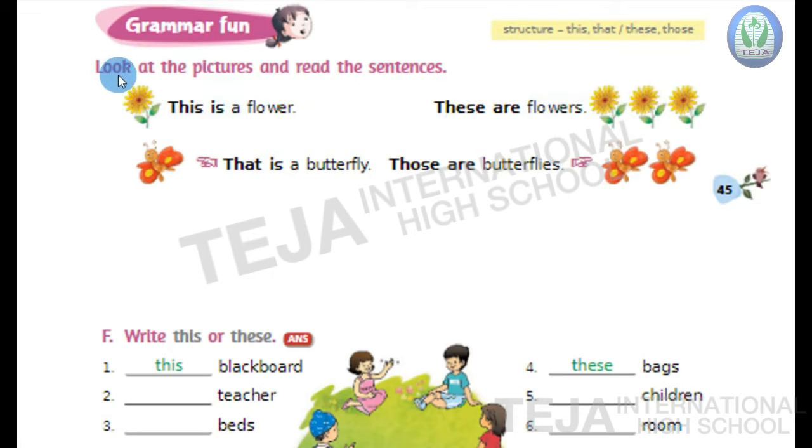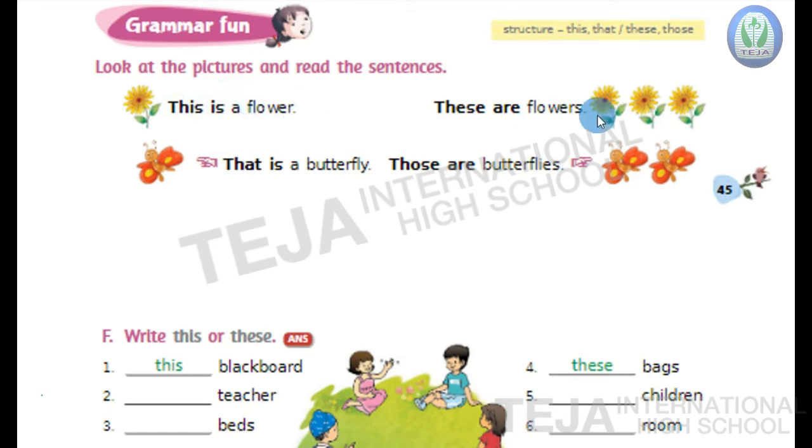Here, look at the pictures and read the sentences, children. So here, this is a flower and these are flowers. When a thing or an item is very near to us, then we will use this for the singular form. That is, if only one item or one thing is near to us, then we will use this.